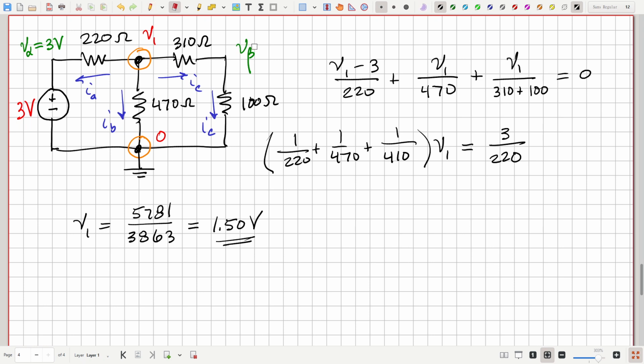Now let's say we wanted to know this V beta voltage. Well, now we know this voltage, and this is 0, and then this is just 2 resistors in series, so it's just a voltage divider. So we could say that V beta would be equal to V1 times the voltage divider formula, which would be 100 over 100 plus 310. And we already know this voltage here. Okay.